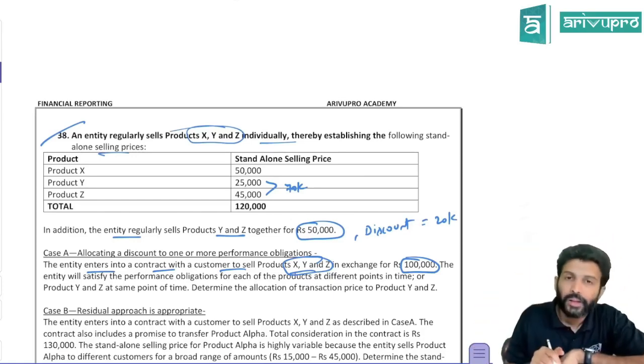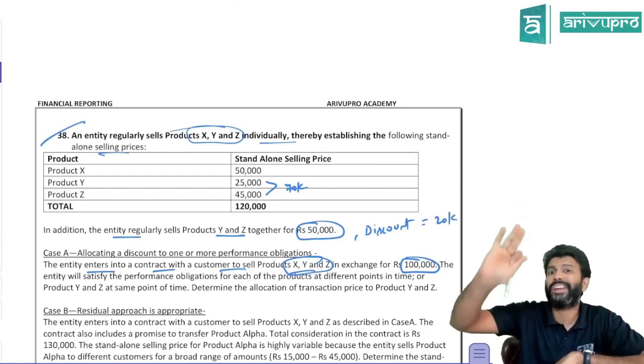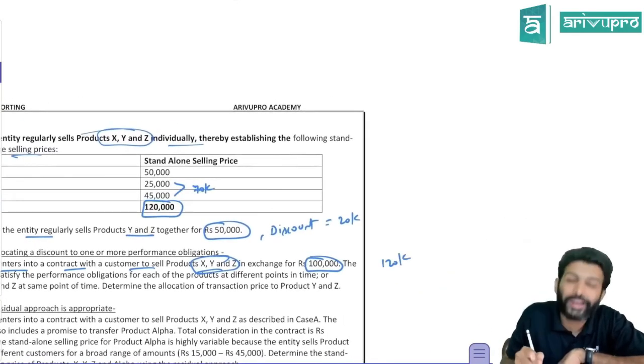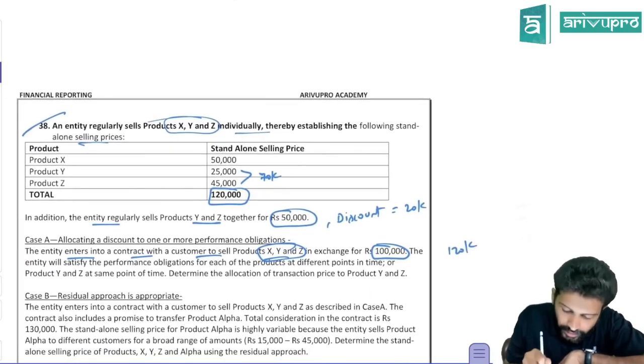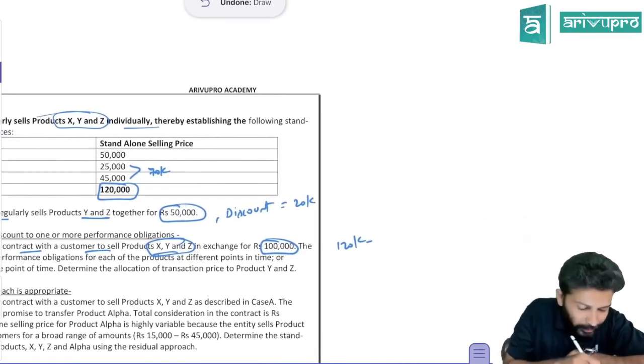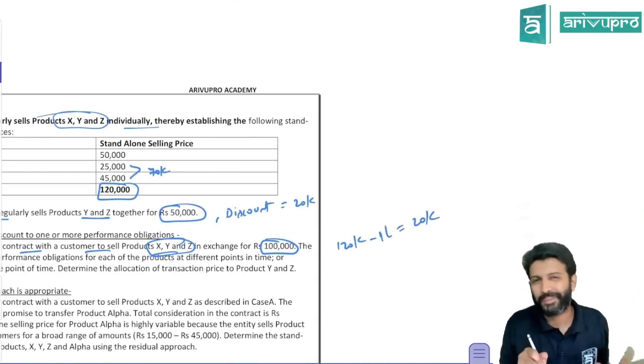One second, people. If you sell X, Y, Z separately, totally how much should you recover? Totally you should recover 1,20,000. But right now, are you recovering 1,20,000 from the customer or only 1 lakh? Only 1 lakh. That means how much discount are you giving to the customer? 20,000.